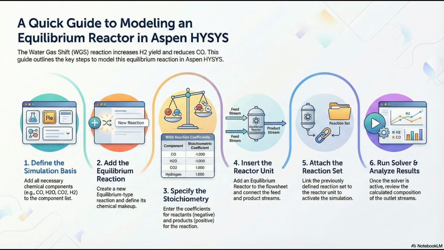In this simulation, we bring the water-gas shift reaction to life. We define the chemistry, build the equilibrium reaction, and set the stoichiometry that balances carbon monoxide, steam, and hydrogen. As the reactor is placed and the reaction set is linked, Aspen HYSYS unleashes the solver, revealing the transformed outlet stream and the rise of hydrogen at equilibrium.